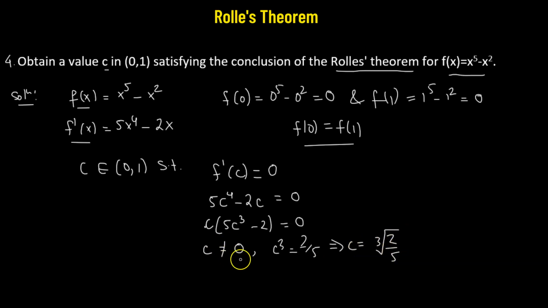Now c cannot be equal to 0 because this is not included in the interval. Here 0 is excluded. So c could only take the value the cube root of 2 over 5, which is approximately 0.74. So this lies within the interval 0, 1. Using Rolle's theorem, we have found a value of c within the interval where the slope of the tangent line is equal to 0.